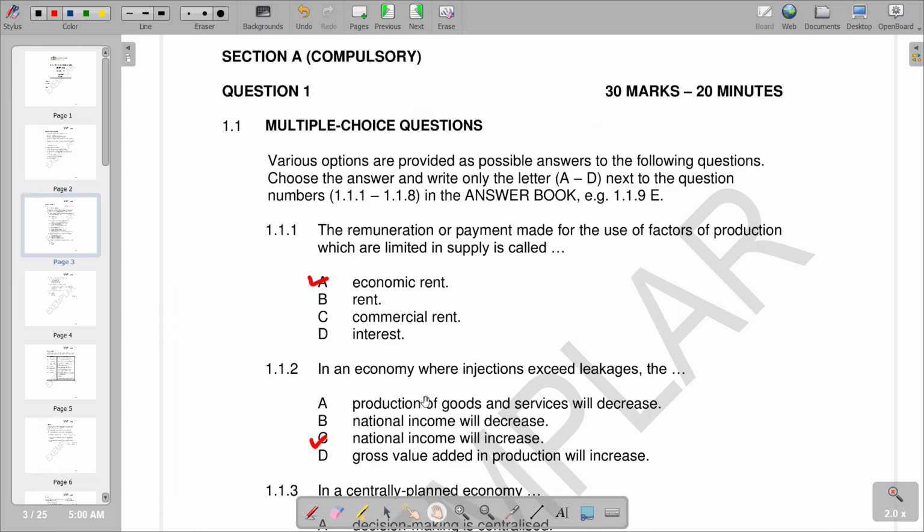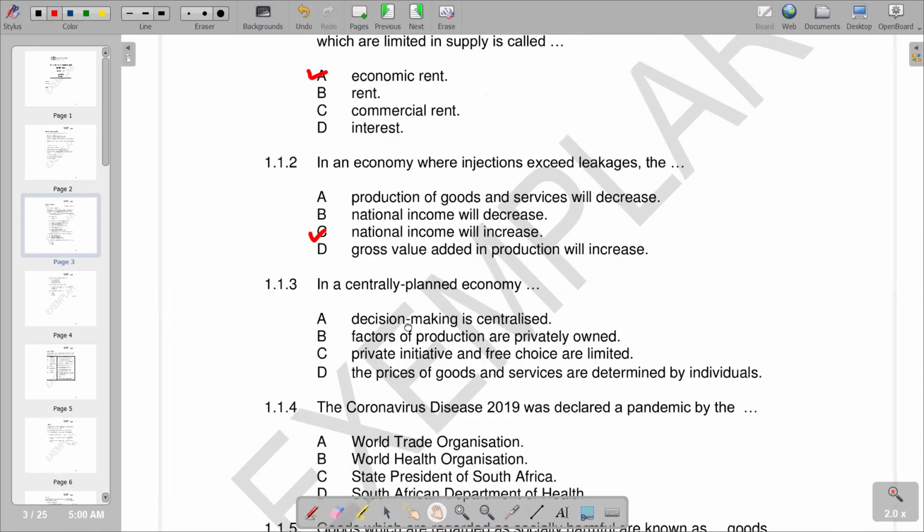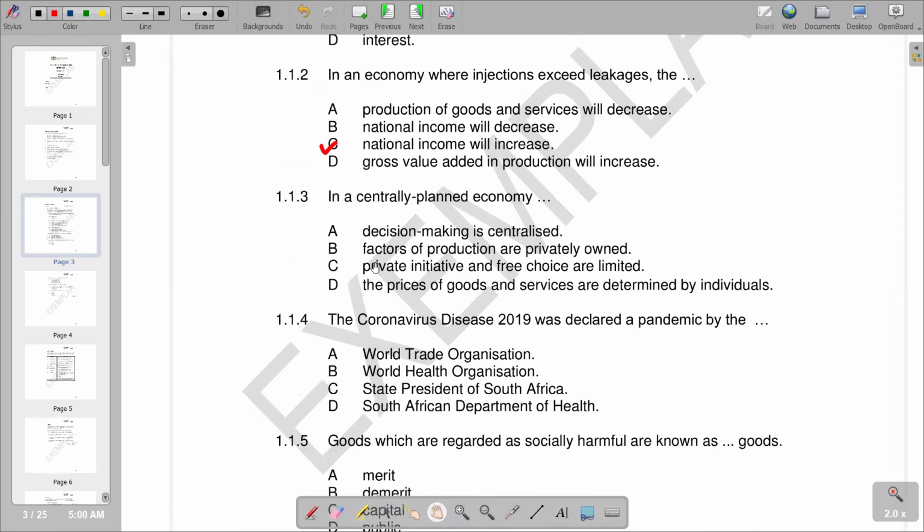So moving on to the next question, which is 1.1.3. In a centrally planned economy, we have different responses, but we know that in a centrally planned economy, the government is the decision maker. So we go down according to the responses given. We see that the correct response is A, which means that decision making is centralized. Centralized meaning the government is the one responsible for the process of decision making. So the correct response is A.